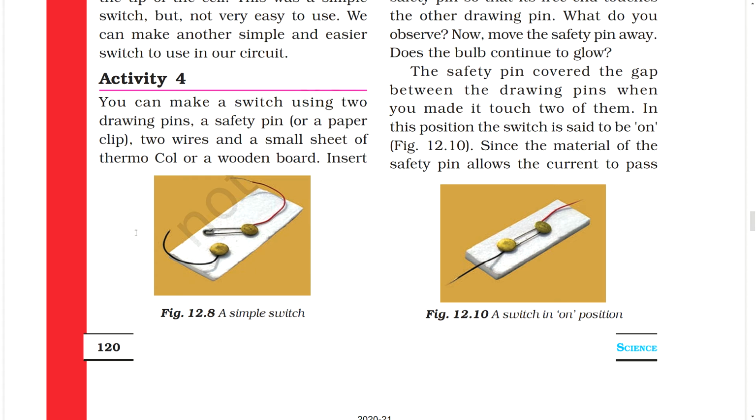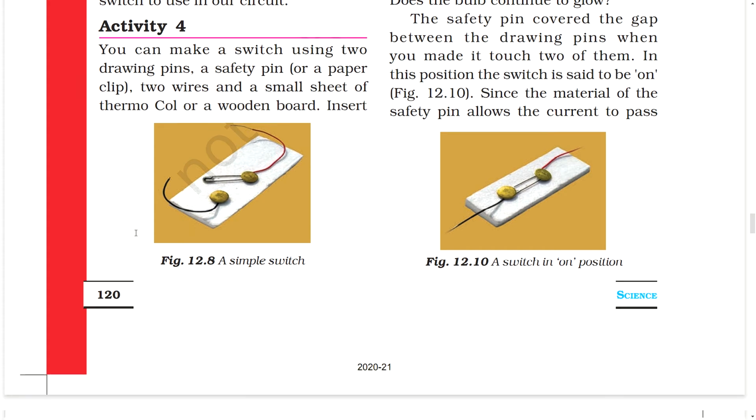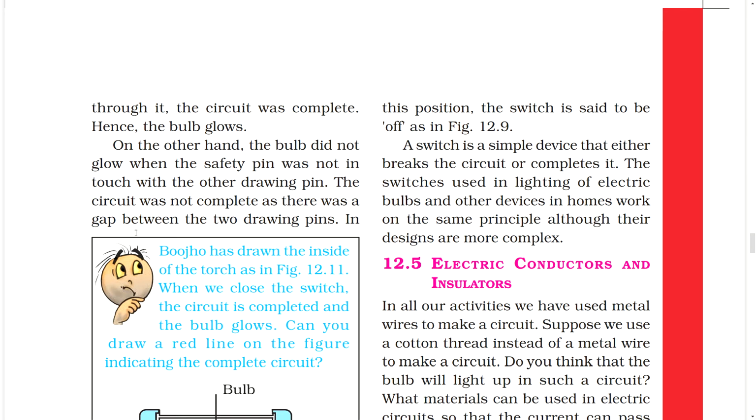Since the material of the safety pin allows the current to pass through it, the circuit was complete, hence the bulb glows. Figure: a switch in on position. On the other hand, the bulb did not glow when the safety pin was not in touch with the other drawing pin. The circuit was not complete as there was a gap between the two drawing pins.